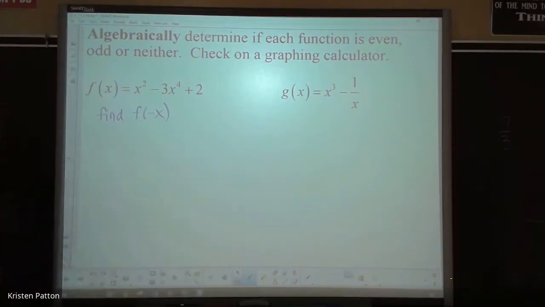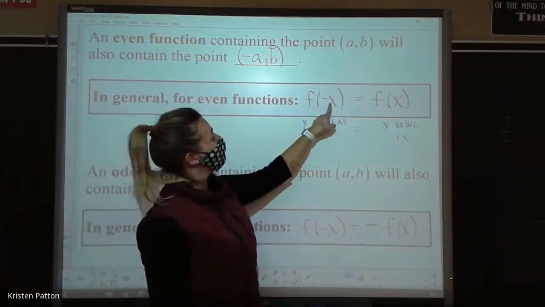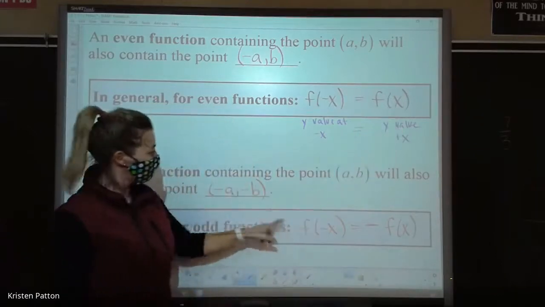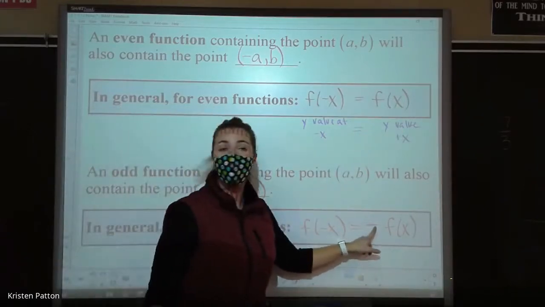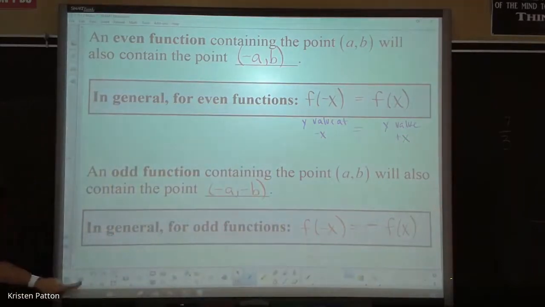And here's why. And I know you flipped your notes. I'm going to switch back for a second. Because I want to know if f of negative x gives me f of x, oh, I know it's even. If f of negative x gives me the opposite of f of x, then I know it's odd. So that's what we should do first. Let's find f of negative x.